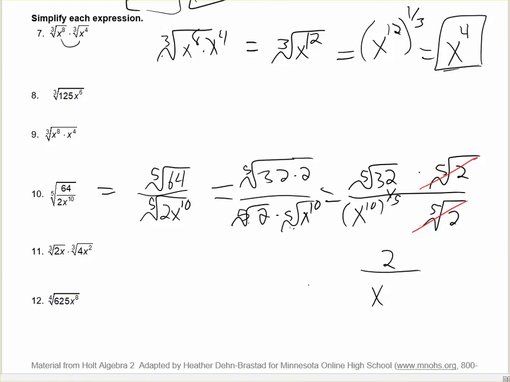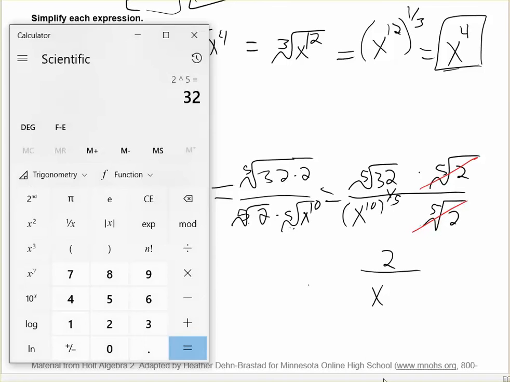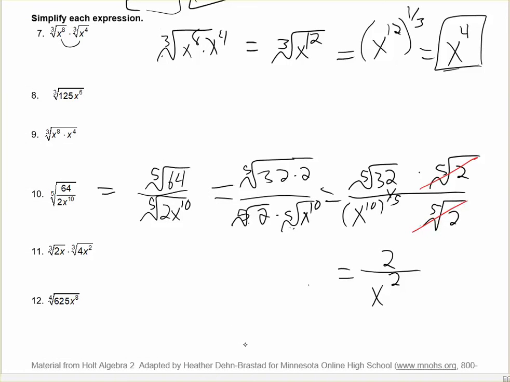When you raise a power to a power, you can multiply. What is 10 times 1/5? That's the same as 10 divided by 5. We know that that's 2. So this all simplifies to 2 over x squared. That's number 10.